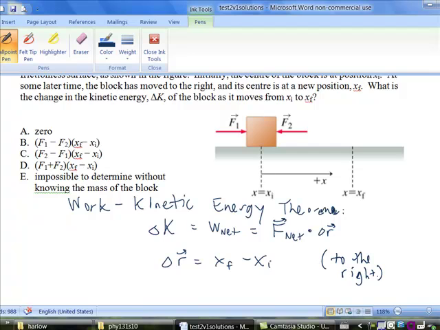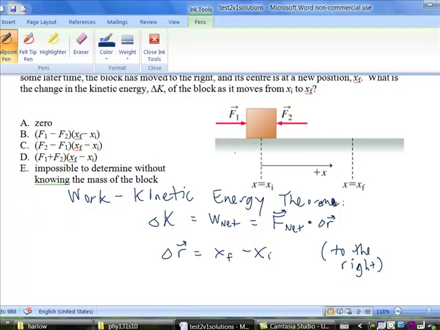Now there will be, again, gravity pulling the block down, but it'll be cancelled with the normal force pushing the block up. So the net force in the y direction will be 0, but the net force in the x direction, F net, is going to be equal to F1, which is in the positive x direction, minus F2. And this is to the right.